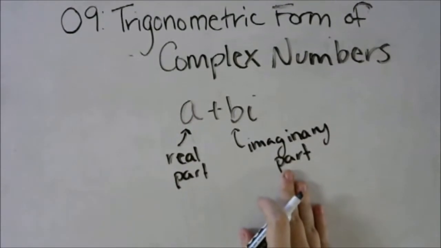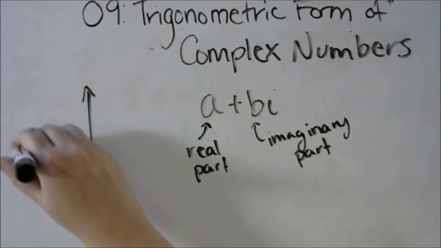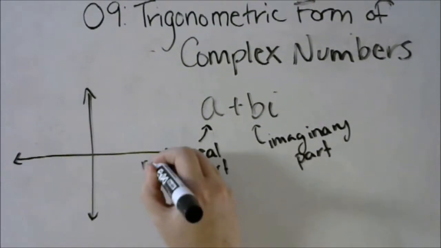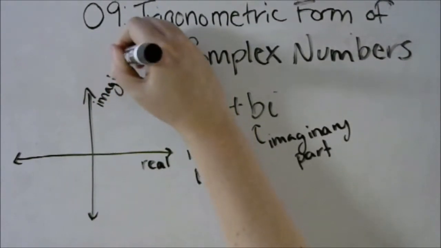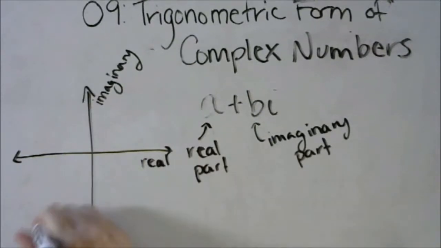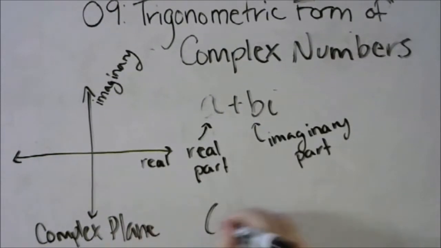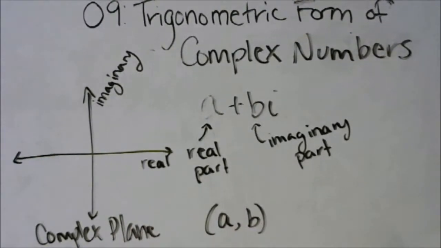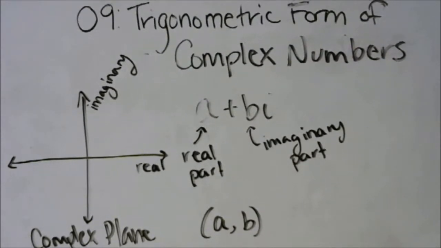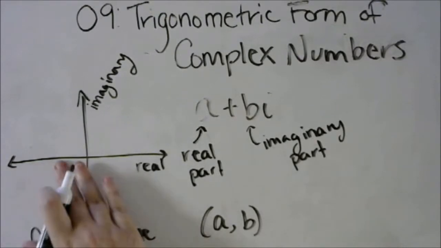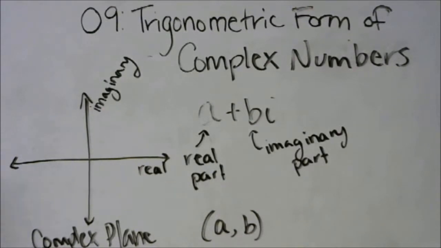With this, we can introduce something called the complex plane. On the complex plane, we define the x-axis as the real axis and the y-axis as the imaginary axis. Because of this definition, we can graph any complex number as an ordered pair (a, b). The same rules that apply to the Cartesian plane, with the negative and positive axes, apply when graphing complex numbers.